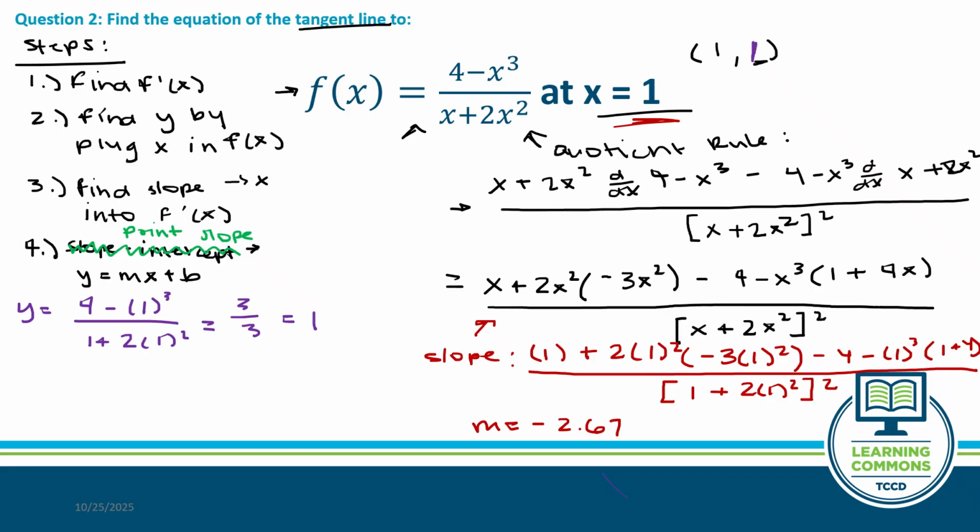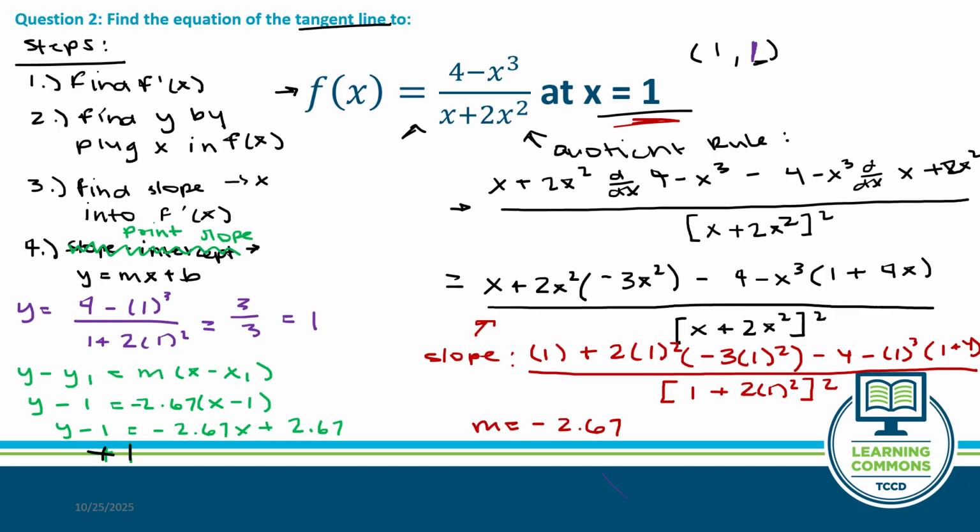And turn it into y equals mx plus b. So y minus y1 equals m times x minus x1. Y minus 1 equals negative 2.67 times x minus 1. Do a little bit of distributing. Y minus 1 equals negative 2.67x plus 2.67. Oh no, you can't see it.